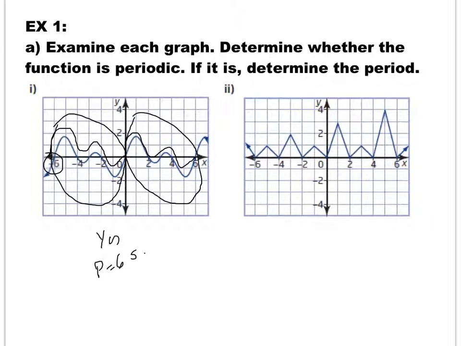Now, this part is not periodic. The reason is that, for instance, this part is not repeated anywhere in the graph. So there is no way that this guy can be periodic. So the answer is no, so no period here.